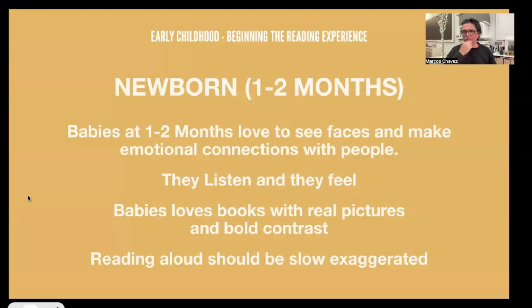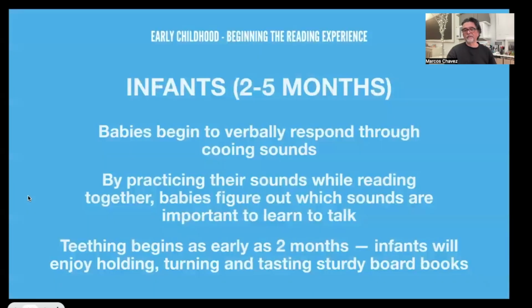So then the second month of newborn babies, from 1 to 2 months, they love to see faces and make emotional connections with people. They listen and they feel. So they're starting to be much more attentive in terms of paying attention. And babies love books with real pictures and bold contrast. Read alouds should be slow and exaggerated. Again, it's about creating content that doesn't have to be elaborate or long, but that can be exaggerated by the deliverer of the book. And then infants from 2 to 5 months, babies begin to verbally respond to cooing sounds.